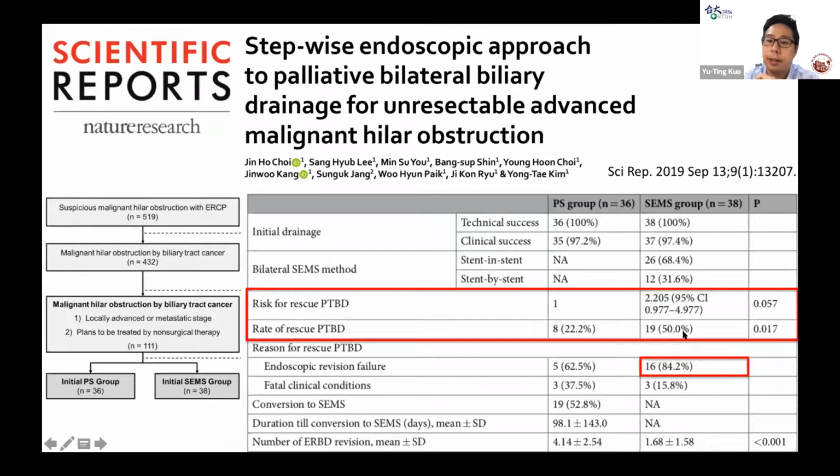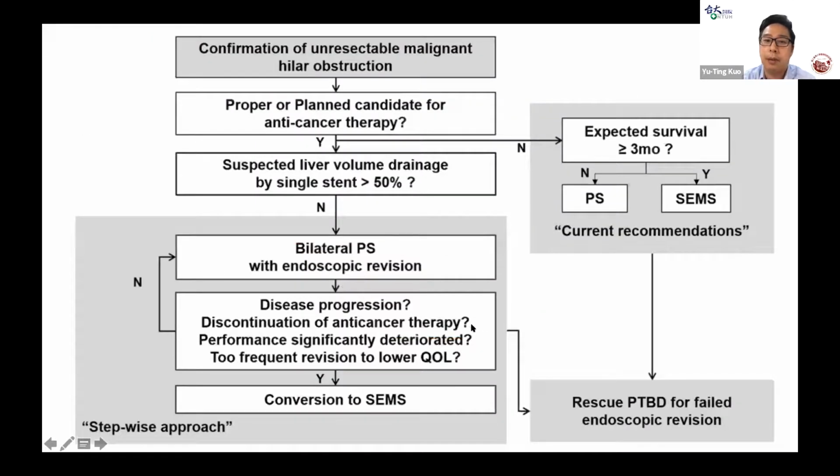15% of the cases could not be successfully reintervened, and most of these were endoscopic revision failures. So they found that these patients have twice the risk of needing percutaneous biliary drainage subsequently. I want to show this paper because I very much agree with the authors.